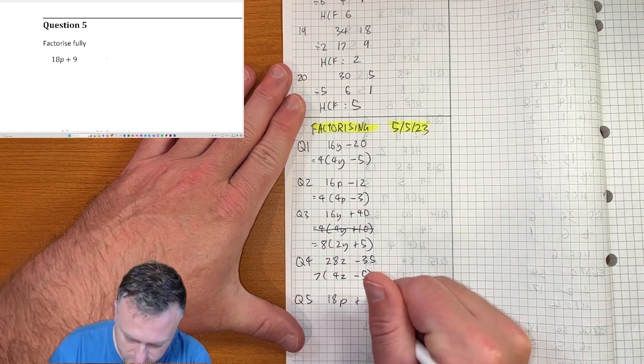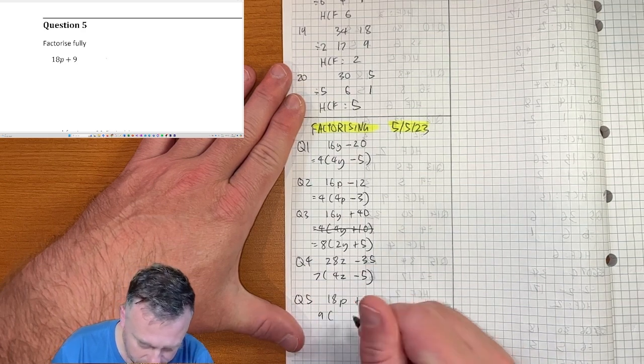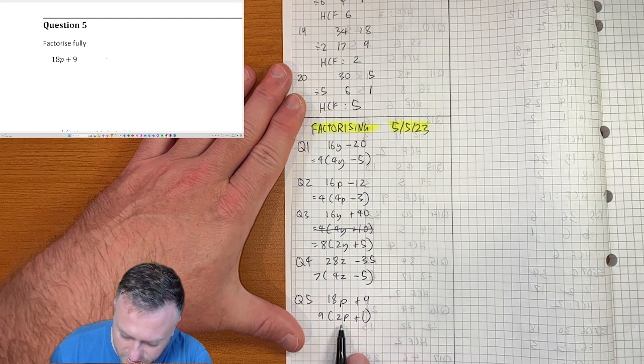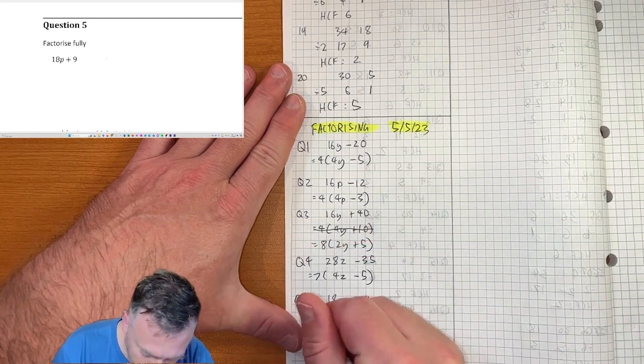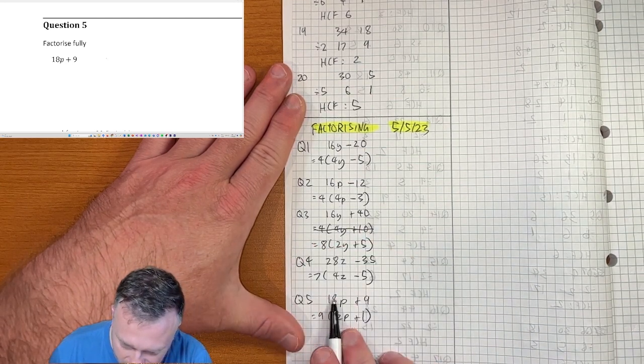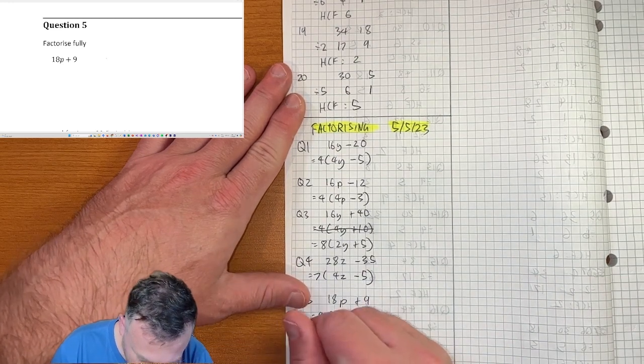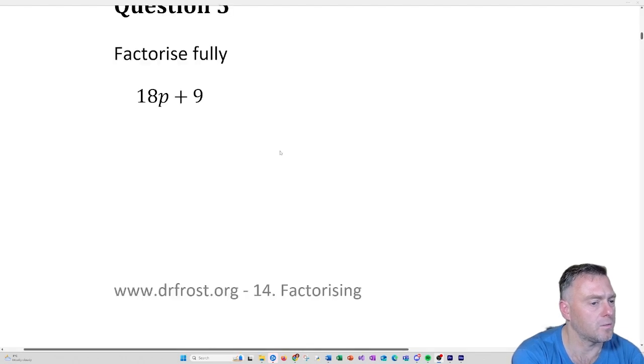18p plus 9. We can take a 9 out the front, and we're left with 2p plus 1. And we can always check these ones as well. So if you expand that, 9 times 2 gives you 18p. 9 times 1 gives you 9. So we're all good to go. Question 6. Let's see what we got.